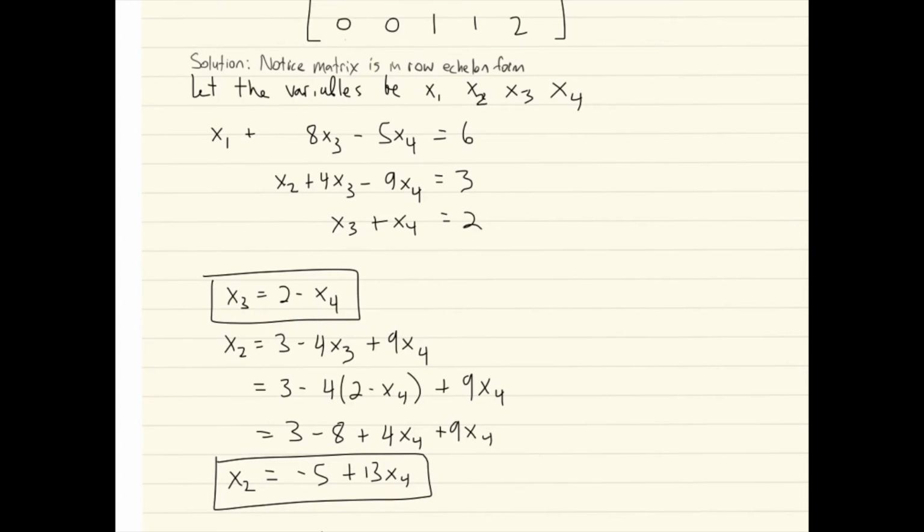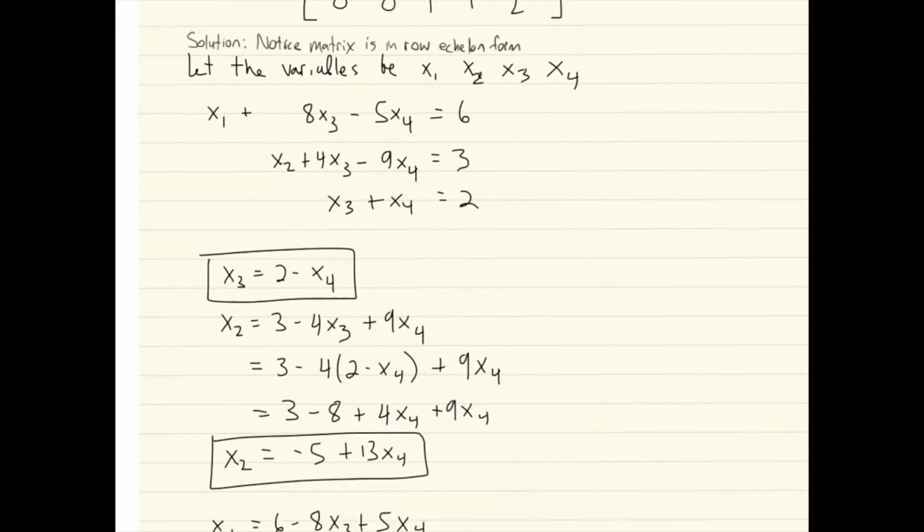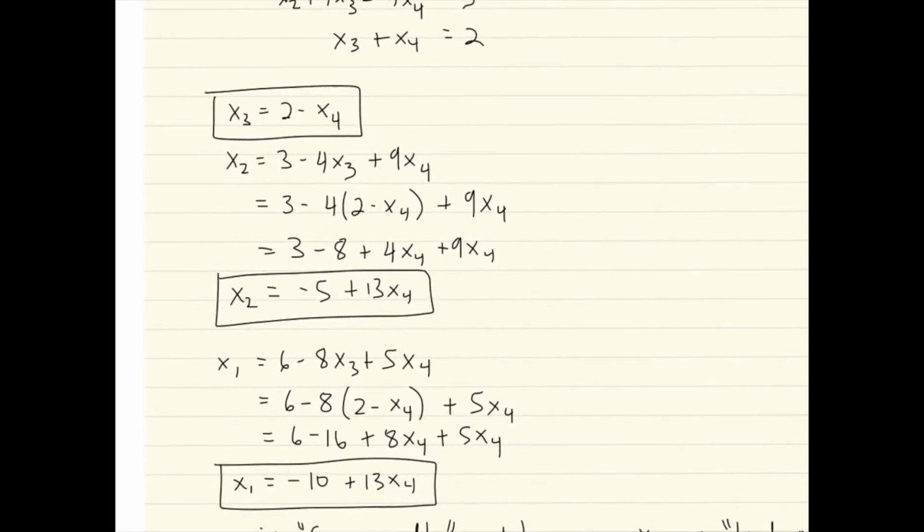to happen with x1. So I'm going to take this equation here, solve for the pivot variable, which was x1, and then I have x3 written in terms of x4, so I substitute for x3, do some arithmetic, and then I get x1 equals something involving x4.